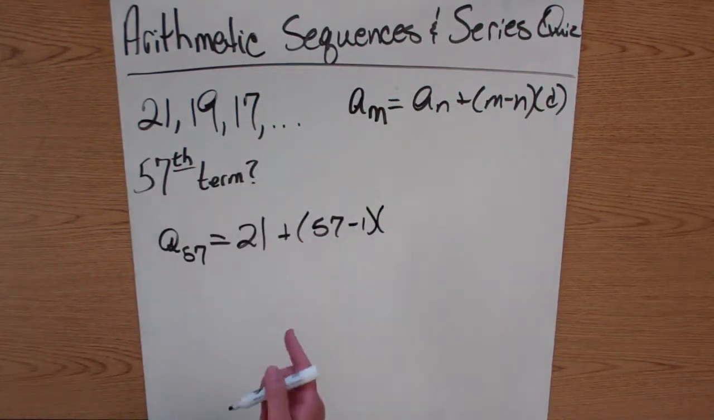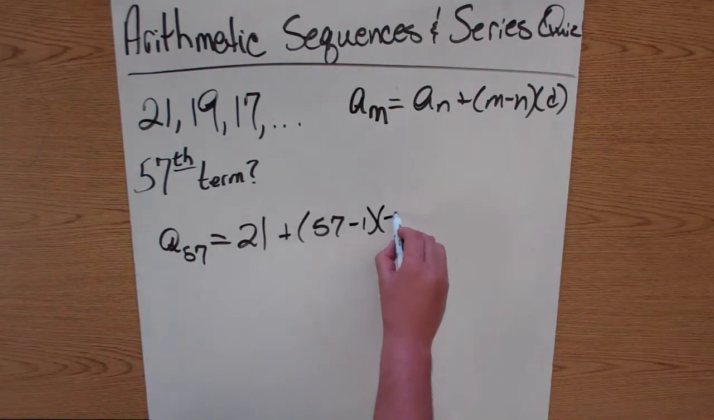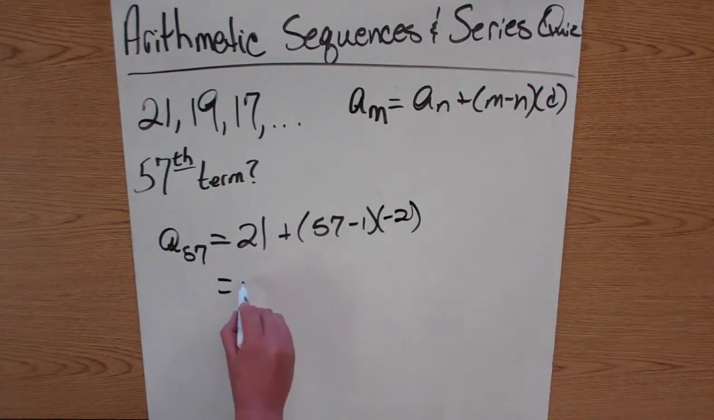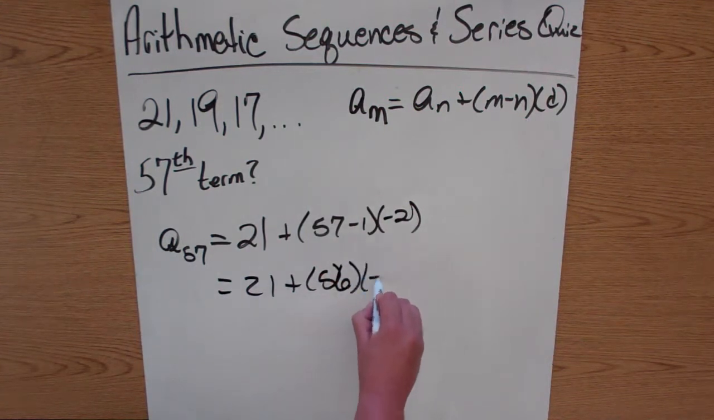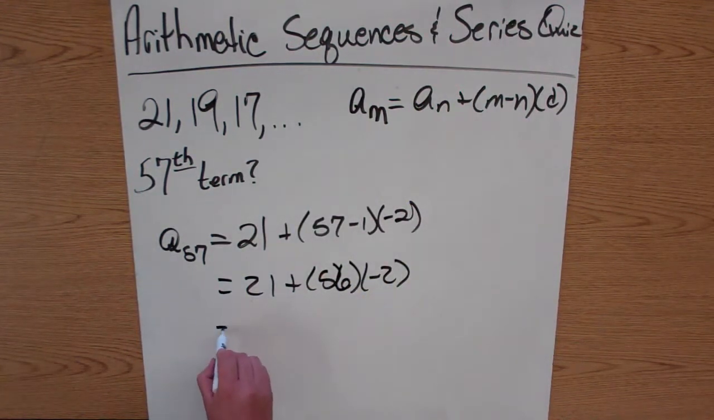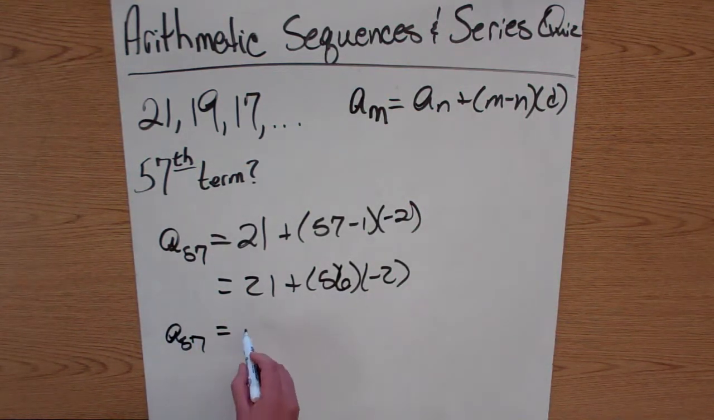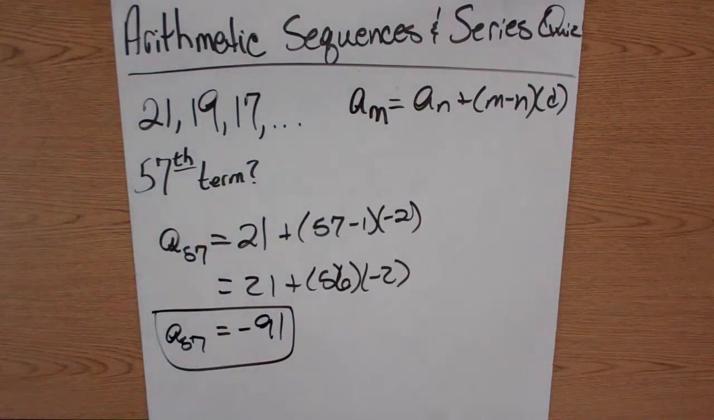So what are we doing? We're subtracting 2. So our difference is negative 2. So there we go. So equals 21 plus 56 times negative 2. So a sub 57, after you finish your calculator work, is negative 91. So the 57th term is negative 91.